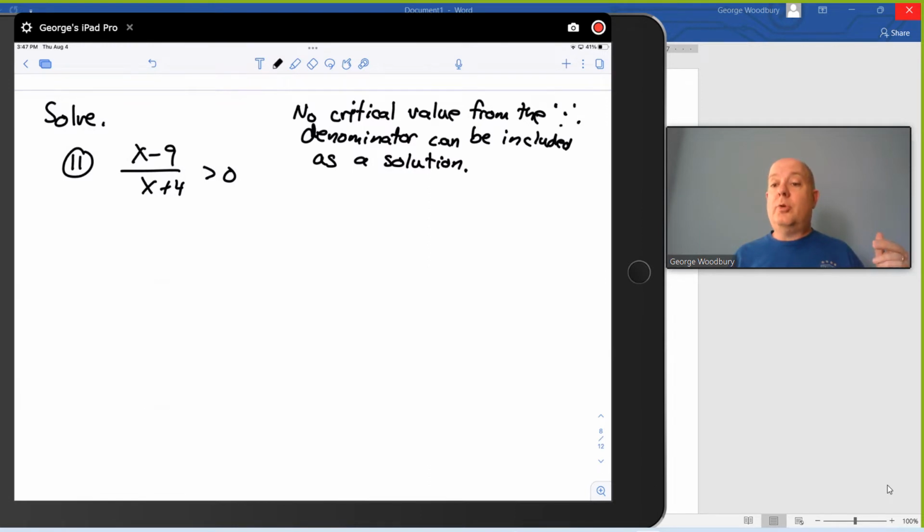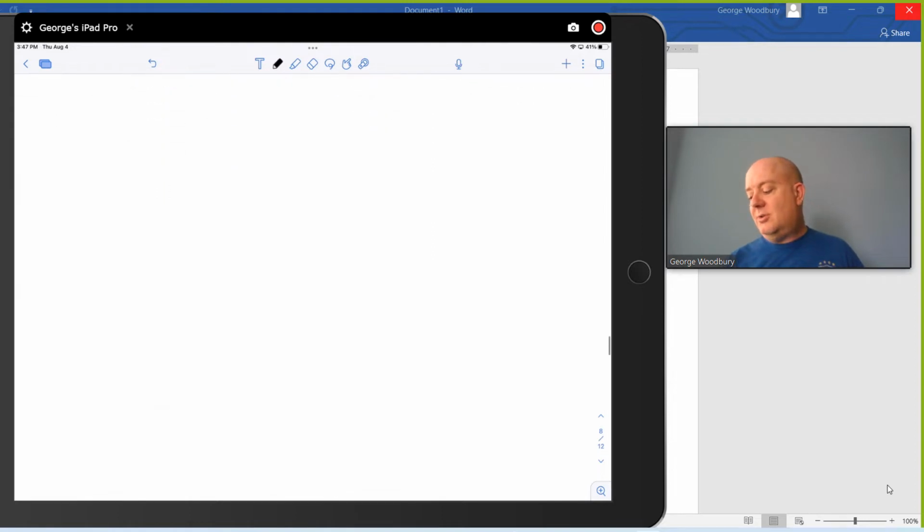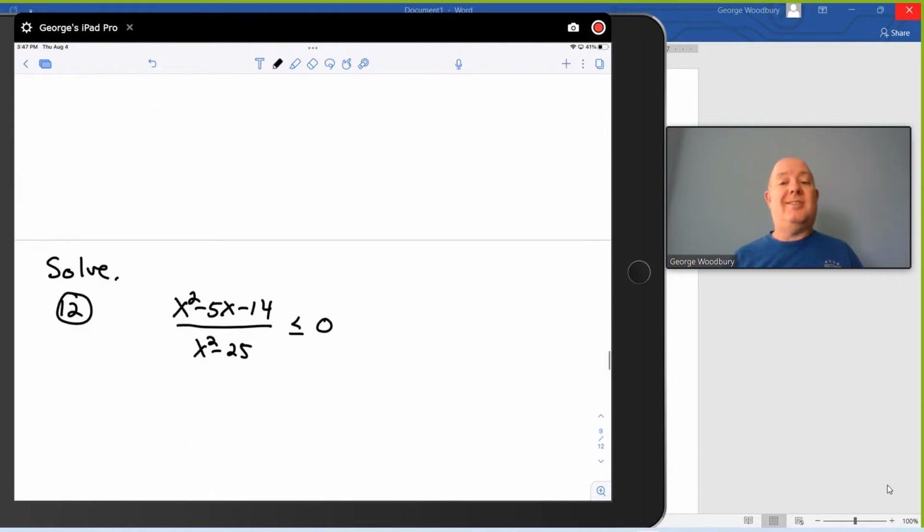As far as the numerator goes, it depends on the sign that we have. So in this first one, where we have it simply being greater than zero, we're not going to include the numerator either. But if I look ahead to the next problem, number 12, I see that less than or equal to sign. That tells me that the critical values from the numerator are included, but the ones from the denominator still will not be. Okay.